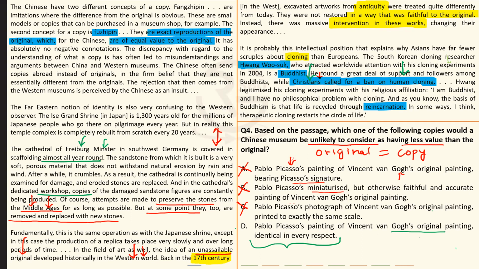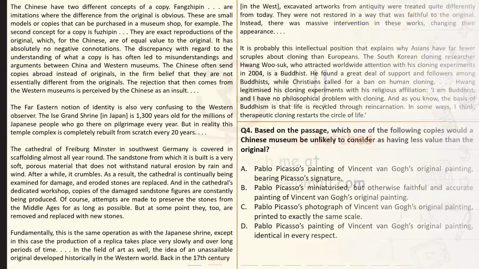duplicate बनाया है. And yes, for the Chinese this will have equal value as the original. ठीक है, so with that question 4 is also done. I hope that you have understood the question and the passage appropriately.